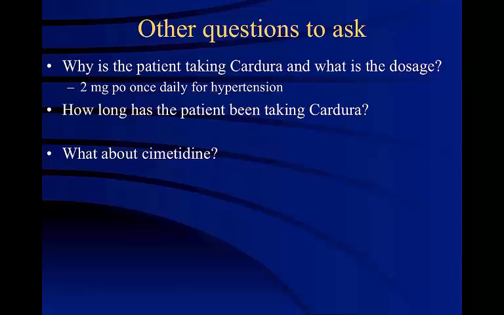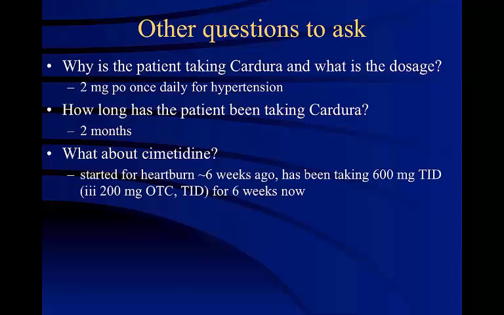So you find out that the patient is taking Cardura 2 milligrams once daily for hypertension, and he's been taking the Cardura for 2 months. You know from the physician's description that the breast enlargement just started approximately a week or so ago, but not 2 months ago. The cimetidine, though, he's been taking for heartburn for about 6 weeks now, at 600 milligrams 3 times a day. So that gives you a basis of information to begin your search.